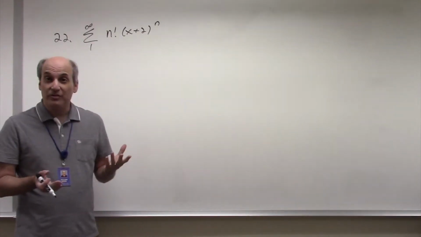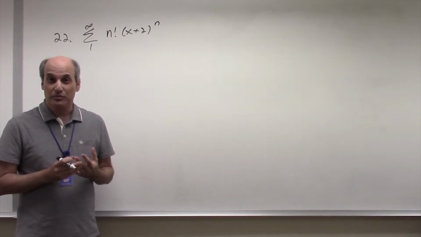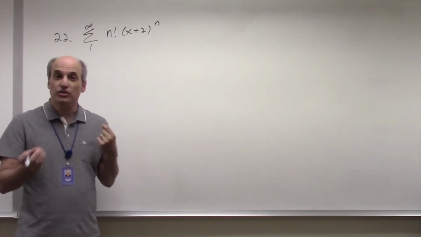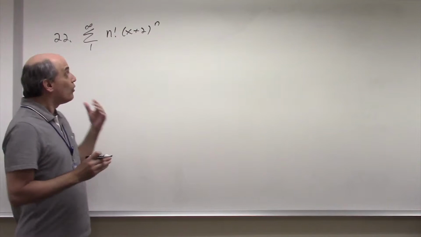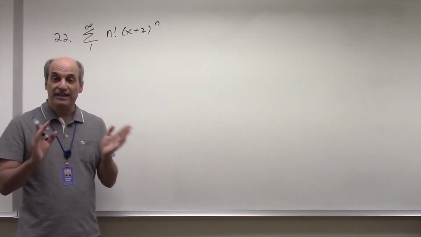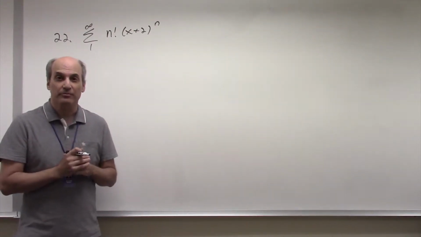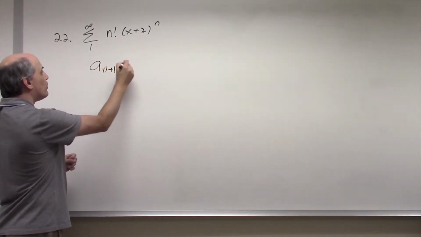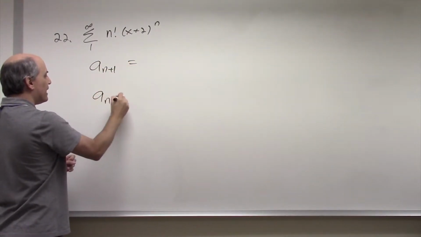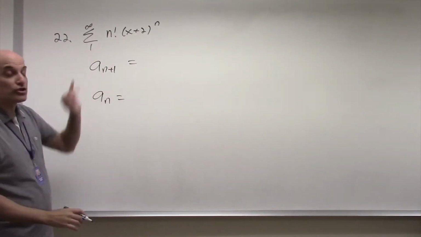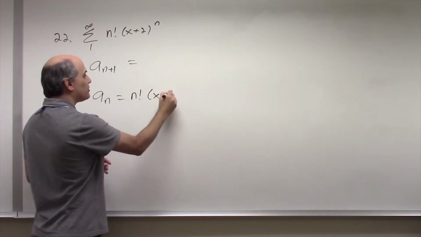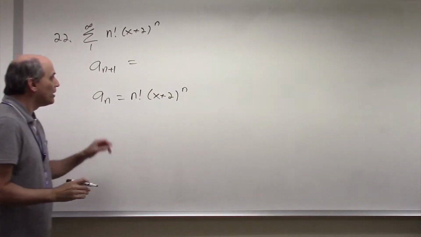All right, so once again, we'll use the ratio test. We'll see what it gives us. And then once we're done with that, if we need to, we'll check the endpoints to see whether the series converges at either or maybe both of the endpoints. So once again, I need to calculate a sub n plus 1 and a sub n. A sub n is just what they gave us. That's n factorial times (x plus 2) to the n power.